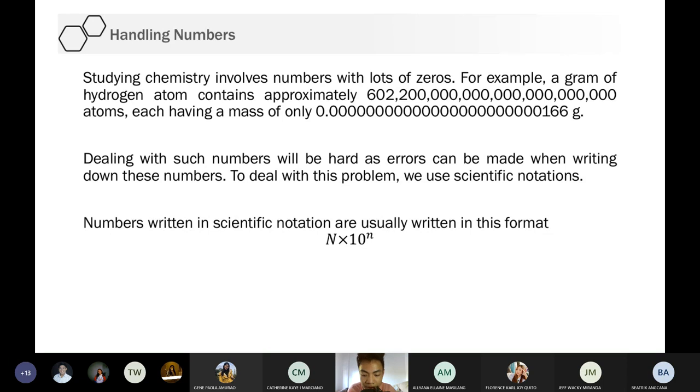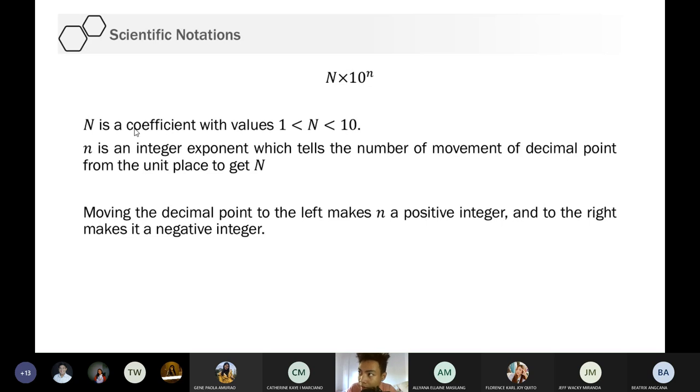So scientific notations are numbers written in this format, okay, wherein the capital letter N represents the coefficient. Okay, so the coefficient is a number which has values at least greater than 1, however less than 10. Okay, so actually that's greater than or equal to 1 and less than 10. Okay, and then times 10 raised to small letter n. So small letter n is your integer exponent, that means it is a whole number exponent, okay, which tells you how many decimal places you move your decimal point to arrive with your coefficient, okay?